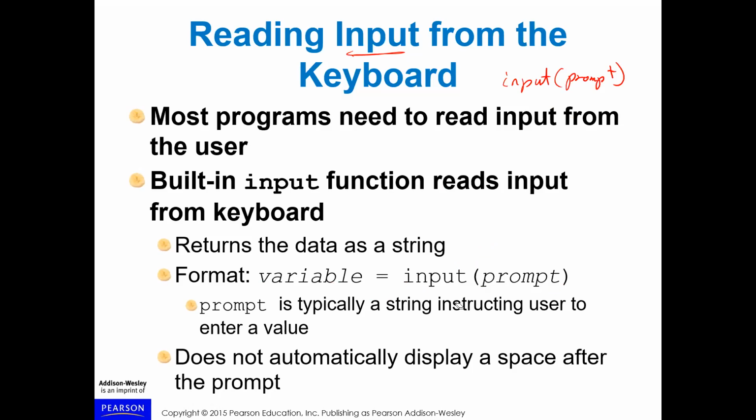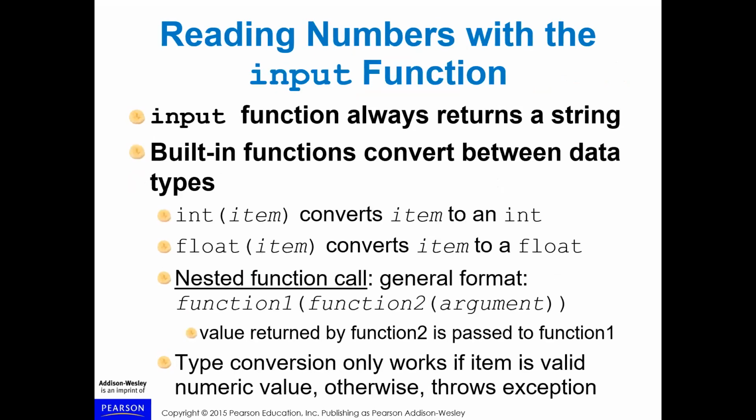So this is something that we can try out in console programs to get inputs, or when you're running your code in some kind of an editor. Okay. So reading numbers with the input function would be pretty simple. It always returns a string. There are built-in functions to convert between data types. This is something you shouldn't worry about too much.